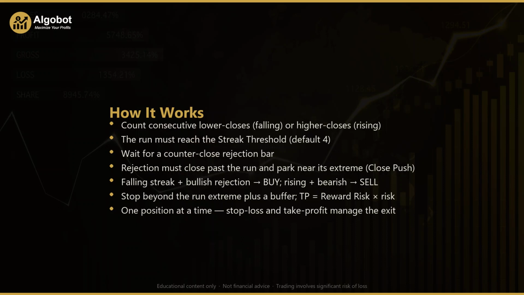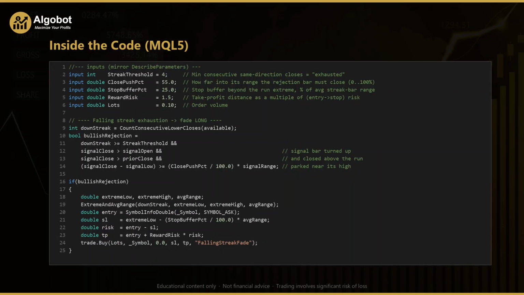The take profit is set as a reward-to-risk multiple of that stop distance. With the reward-risk parameter at 1.5, the target sits 1.5 times the risk away from entry. Once the order is placed, the trade is left alone to hit its stop or its target. Let's read the actual MetaQuotes language code on screen, just as you'd see it in MetaEditor.